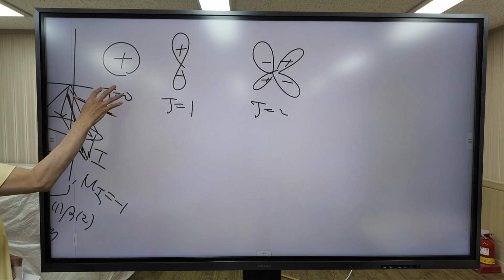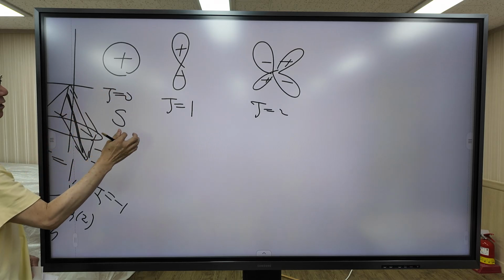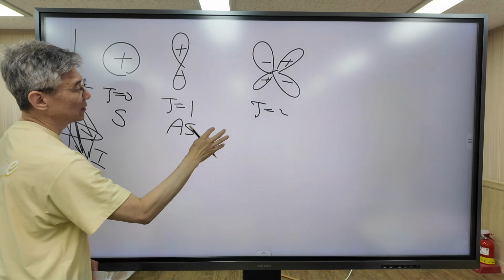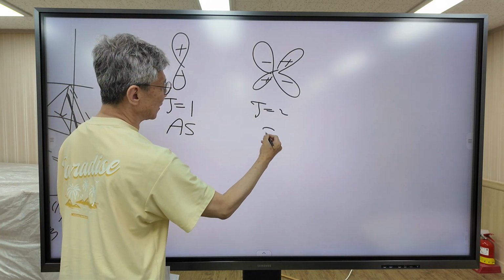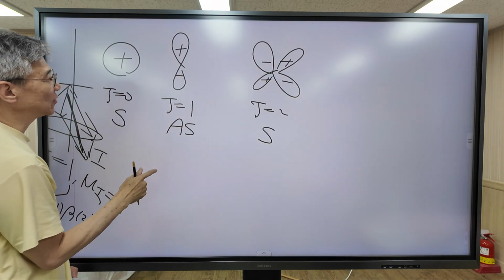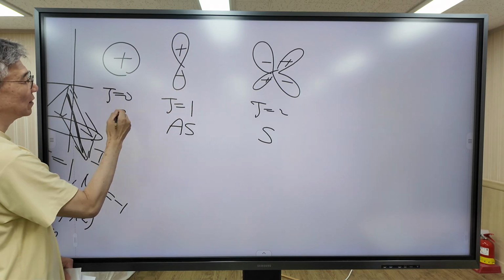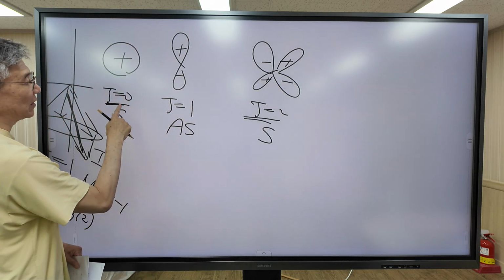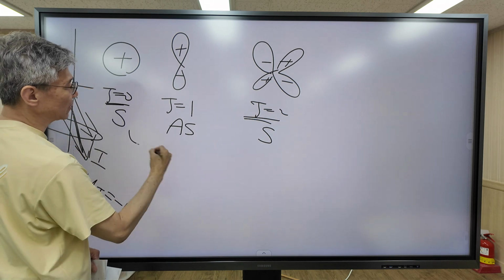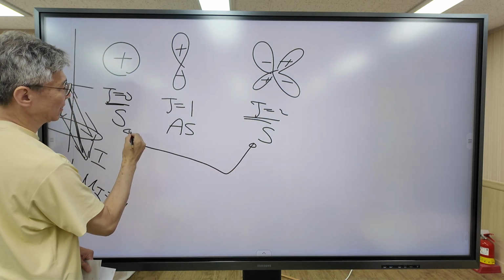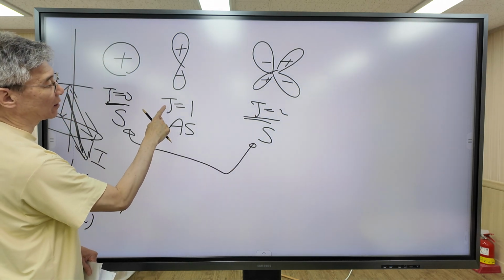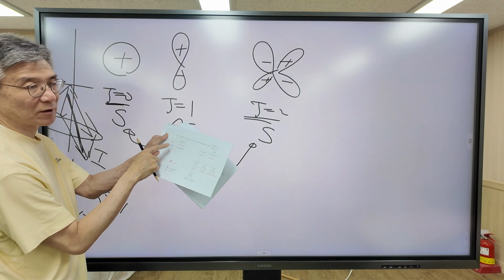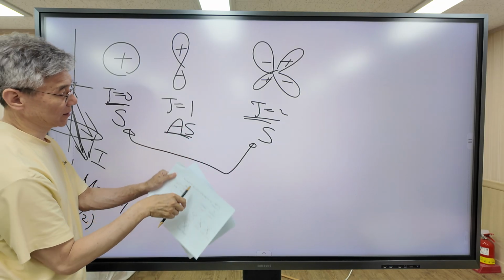So the symmetry of this orbital is symmetric. The symmetry of this orbital is anti-symmetric. The symmetry of this orbital is symmetric. So the symmetry of the rotational wave function depends on j. When the quantum number j is even, the symmetry is symmetric. When j is odd, it is anti-symmetric. So it is summarized in the table. So this is our summarization.